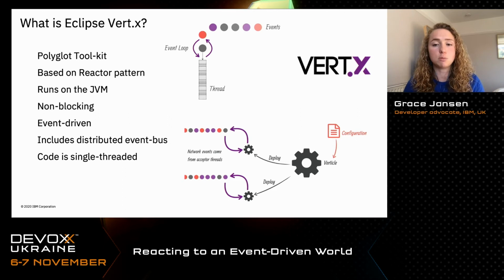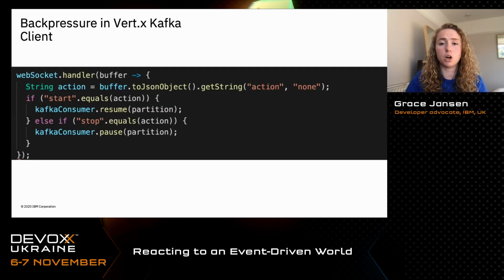It includes a distributed event bus, which allows us to place that event-driven architecture behavior throughout our application, not just in our interaction between our app and Kafka. As for backpressure in Vert.x, it provides a separation of polling from processing, and this gives developers the choice to either let Vert.x handle the poll loop and this pause and resume functionality, or to handle the poll loop themselves.